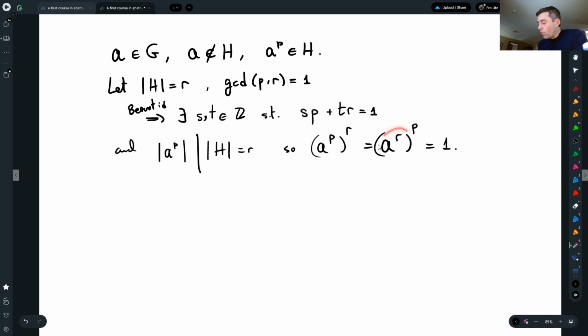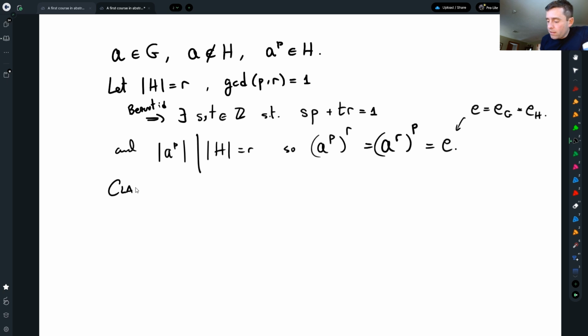I want an element of order P. This is the identity in G, right? So let me write it instead of 1 as E, and that's E in the group G, which is the same as the E in the group H. And I'm looking for an element of order P, so my candidate is precisely A to the R. I'm going to claim that A to the R has order P, and that's the element of order P that I was looking for in G. So here's the proof of the claim.